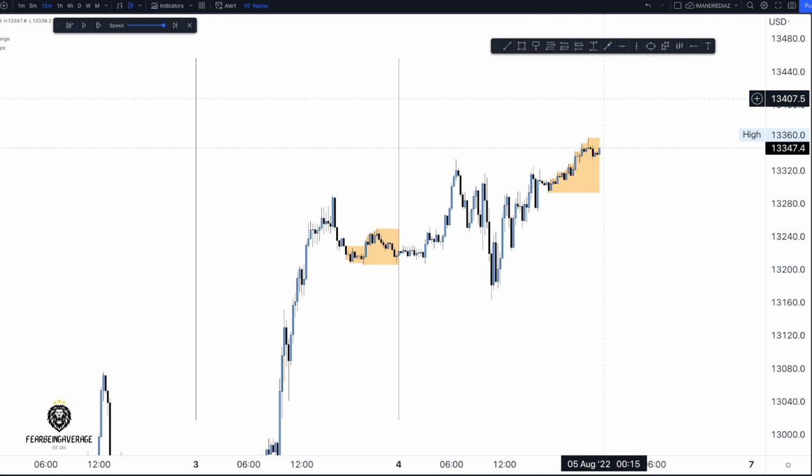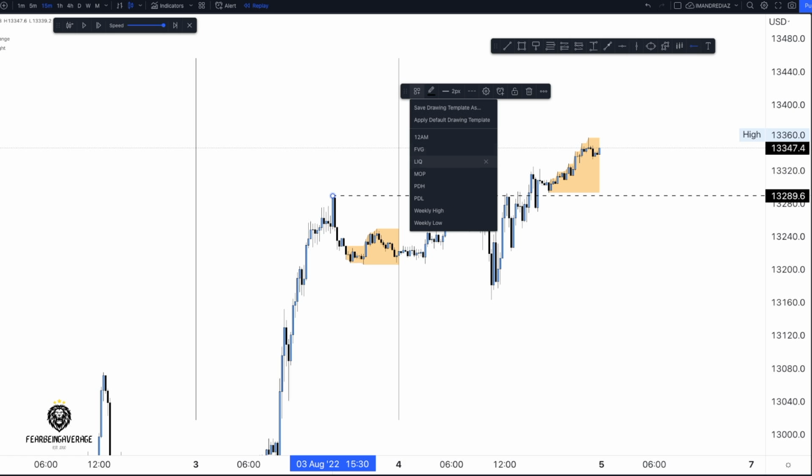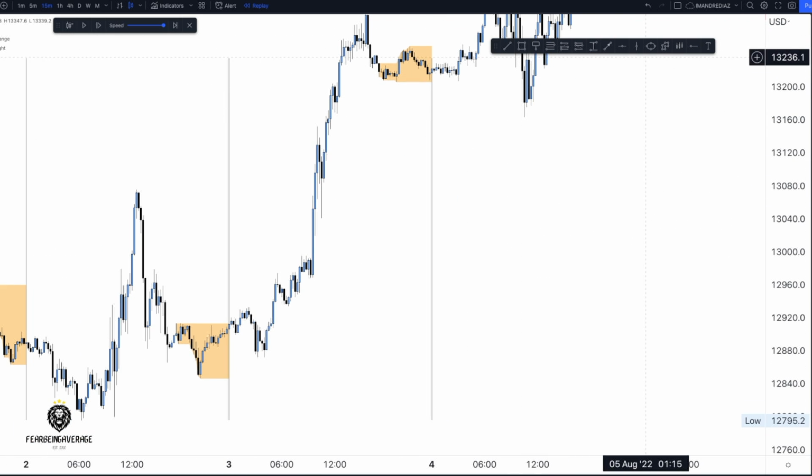But nonetheless, let's get right into this daily range. So this daily range case study is going to be for August 4th, 2002, which is Thursday. So let's do it right here. We're going to get the previous day's high from the previous Wednesday on the 3rd. Boom. Previous day's high. Come all the way down here. We're going to get the previous day's low.